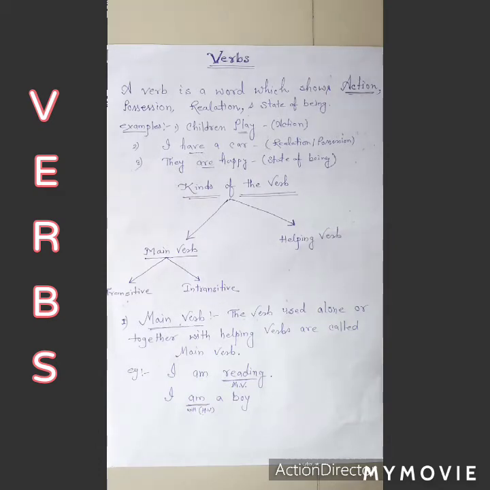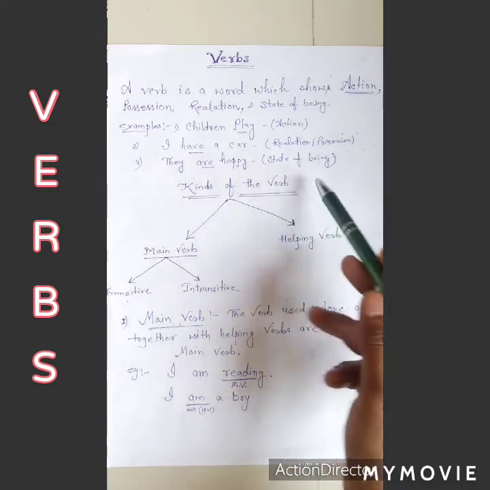Next is I have a car. That shows the relations and possessions. And the third one is they are happy. That shows the state of being.